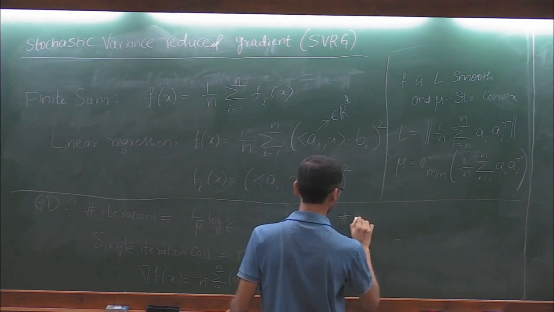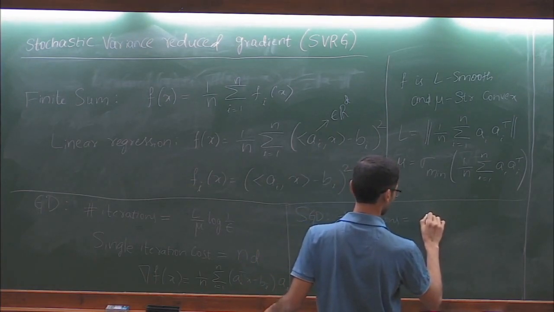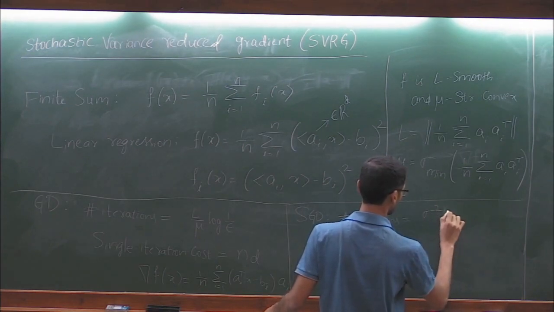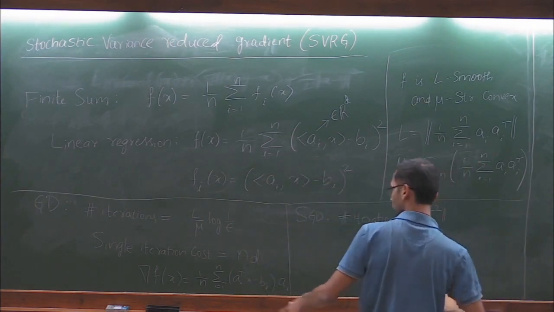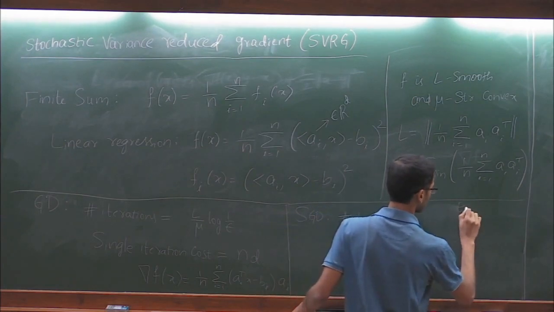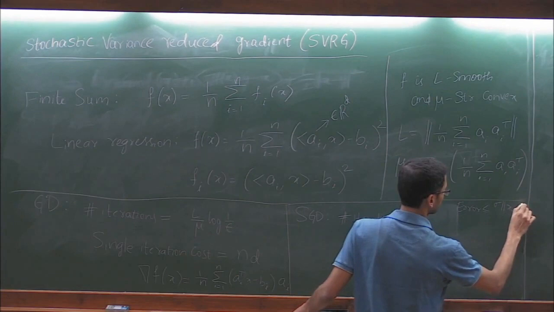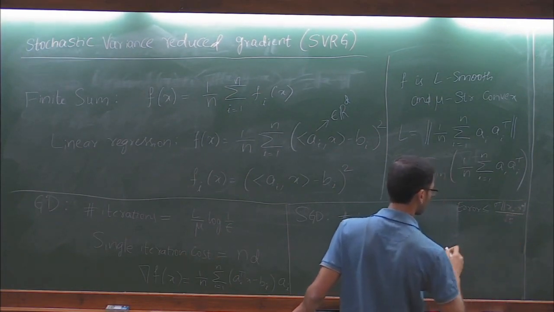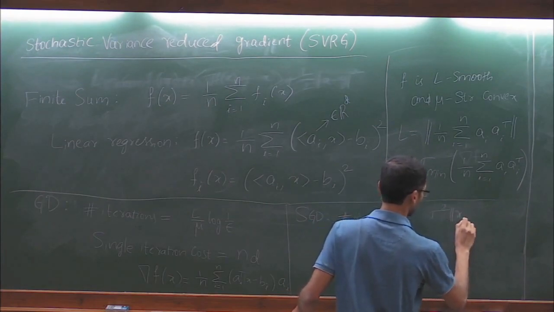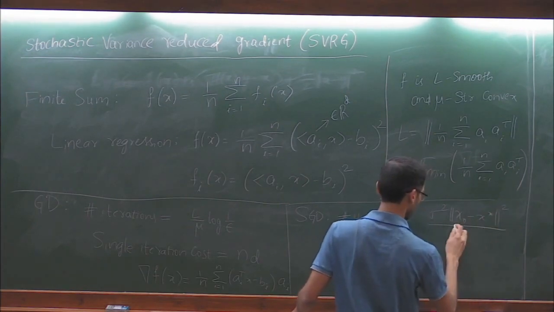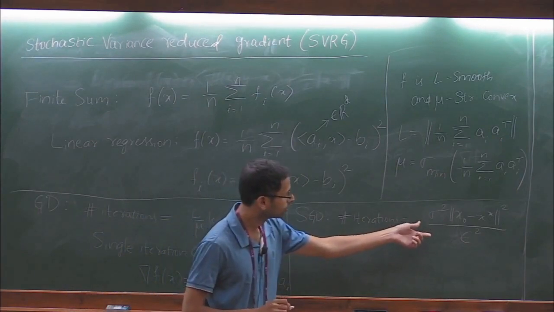For SGD, what did we get? The error was less than or equal to sigma times norm of x0 minus x star, divided by square root t. So if the error was epsilon, then t would be sigma square norm x0 minus x star square divided by epsilon square. This will be the number of iterations required for stochastic gradient descent to reach an accuracy of epsilon.